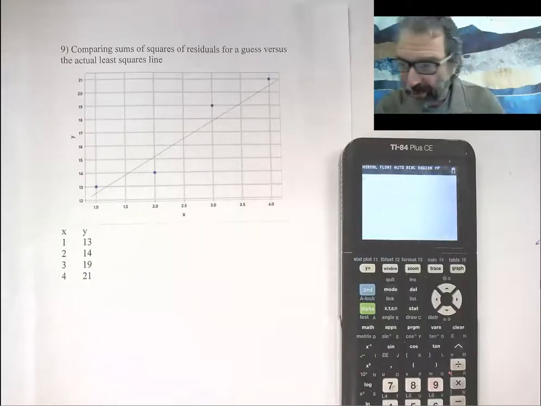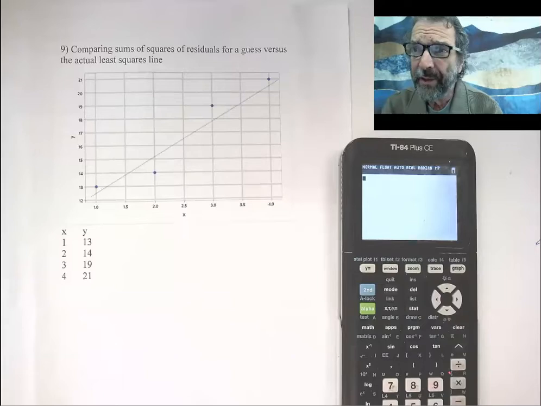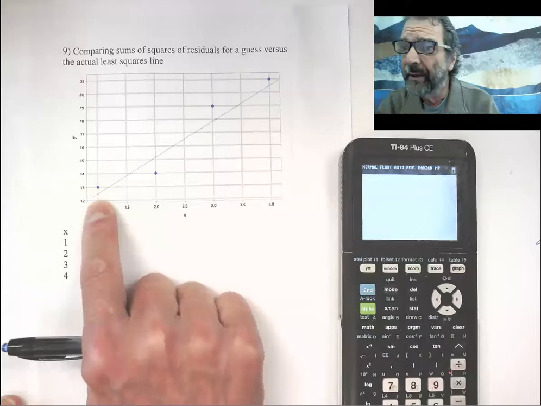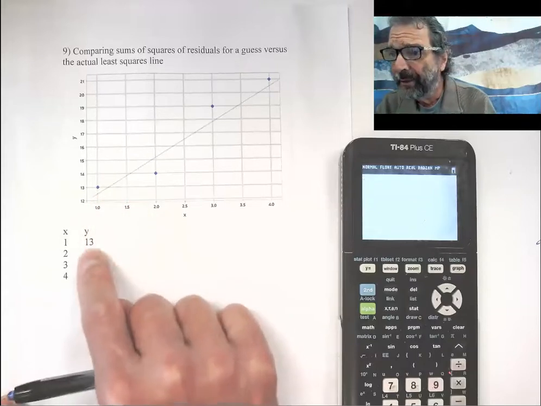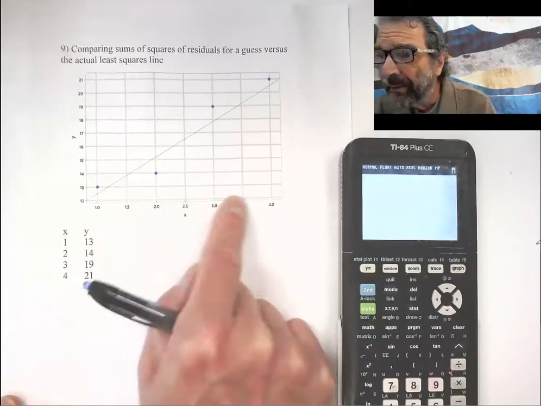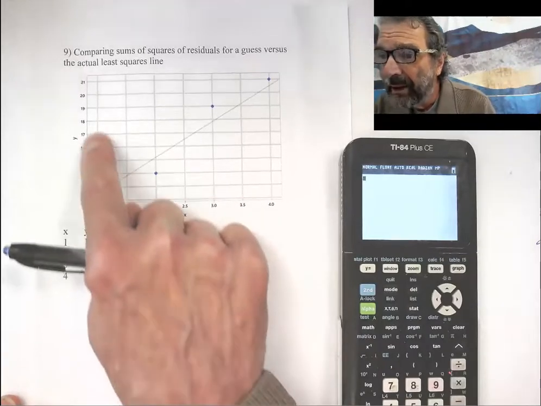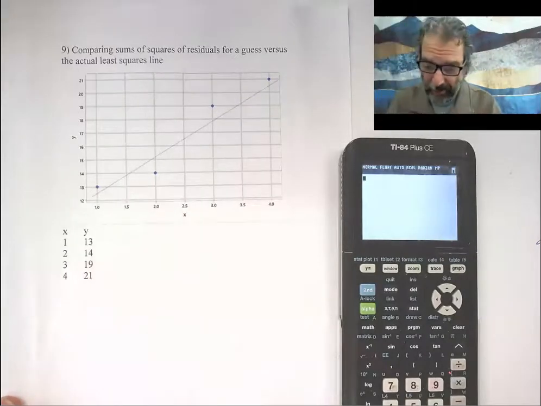So we're going to finish off the regression section with this example, where we compare the sum of the squares of residuals for a guess versus the actual least squares line. I have some points here on this coordinate system. These are the coordinates of them. The x's are 1, 2, 3, 4, and the y's are 13, 14, 19, and 21.